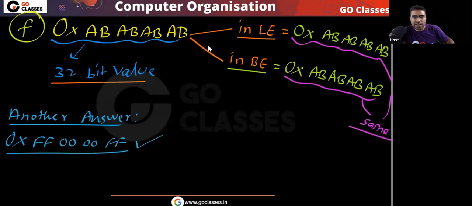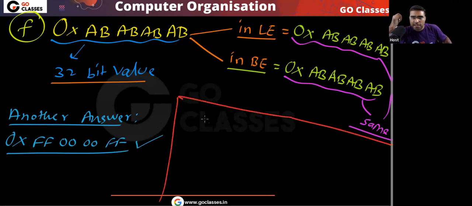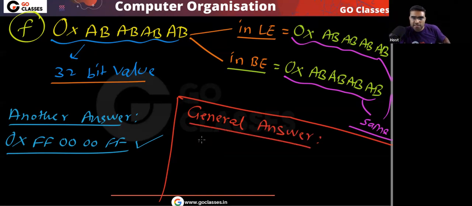So can anyone tell me a general answer? Anyone want to tell me the general answer? Give me something generalized. Basically, in the generalized answer, in the hexadecimal, I can simply say that the first byte must be same as the last byte.